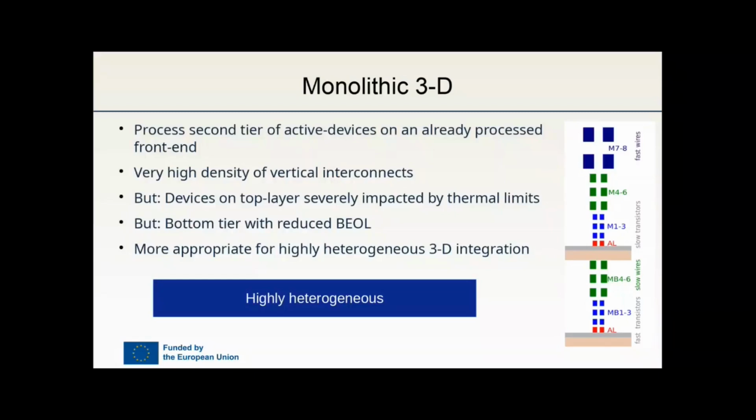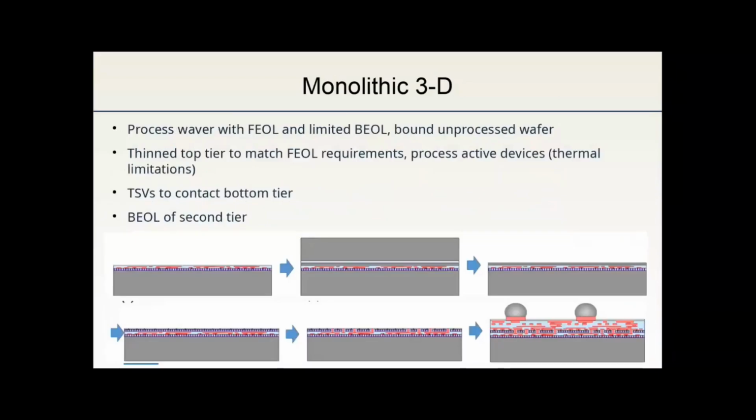So if we try to summarize this, the fundamental message is that in monolithic 3D, we have a very highly heterogeneous scenario, where in the bottom tier, we have fast transistors with slow wires and limited wires, while in the upper tier, we have slow transistors, but a lot of interconnect and very fast wires.